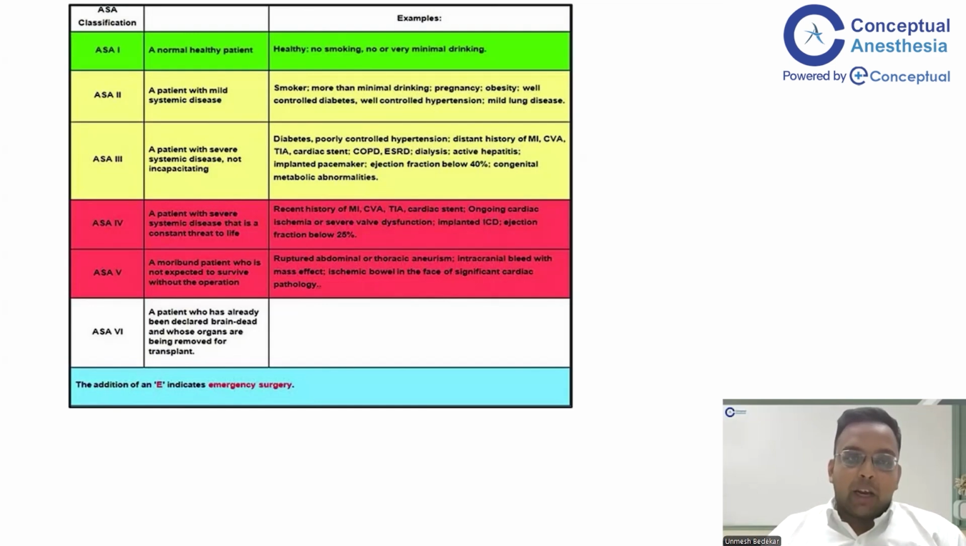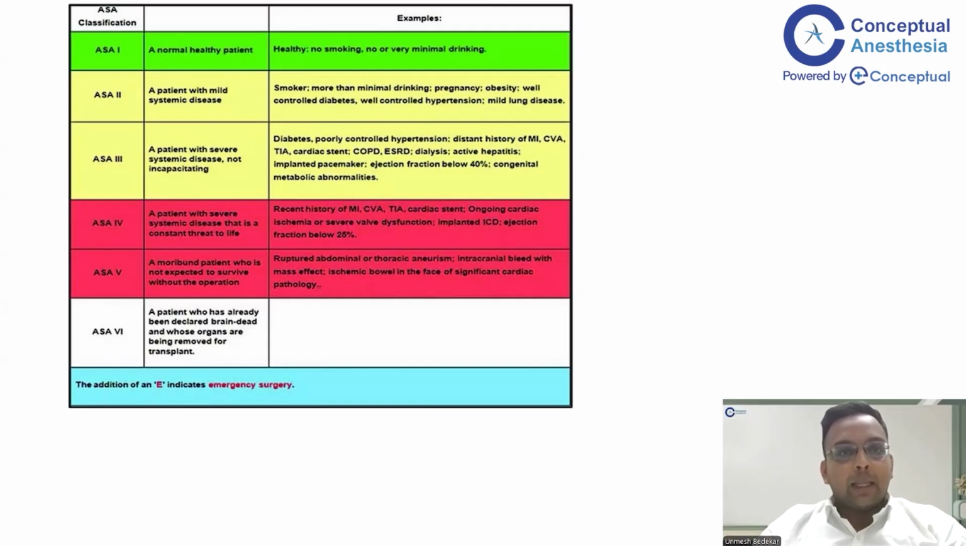Then coming to ASA 5, those are moribund patients who are not expected to survive without the said procedure. For example, a ruptured abdominal or thoracic aneurysm, wherein you have to open up the patient or do some intervention, otherwise the patient will lose his or her life. Again, patients with intracranial bleed with a midline shift, a big mass effect, ischemic bowel in the face of significant existing cardiac pathology. So all these patients who have to go under the knife, otherwise they will not survive, come under the ASA grade 5 section.